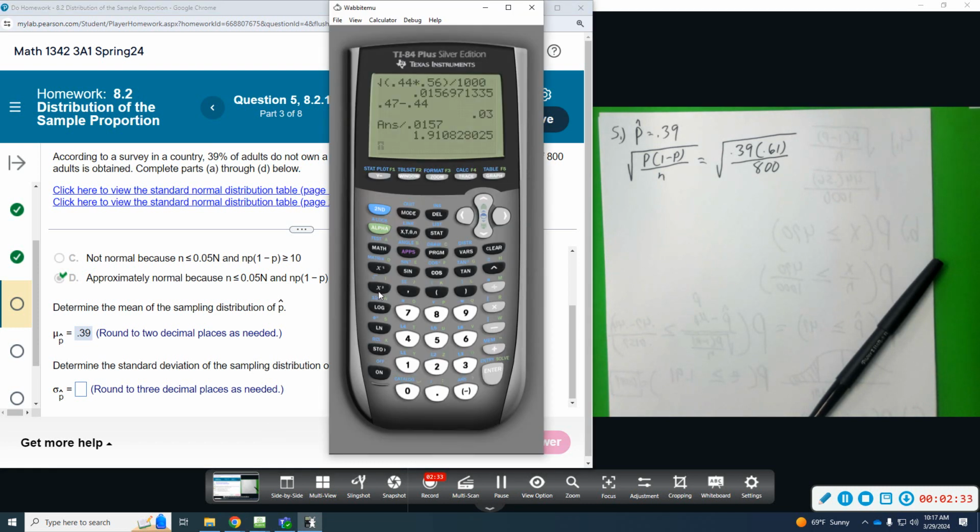So we're going to do square root of 0.39 times 0.61. I need to put all that in parentheses, or it will not come out correctly. And then divide by 800. They want us to round to 3 decimal places, 0.017.